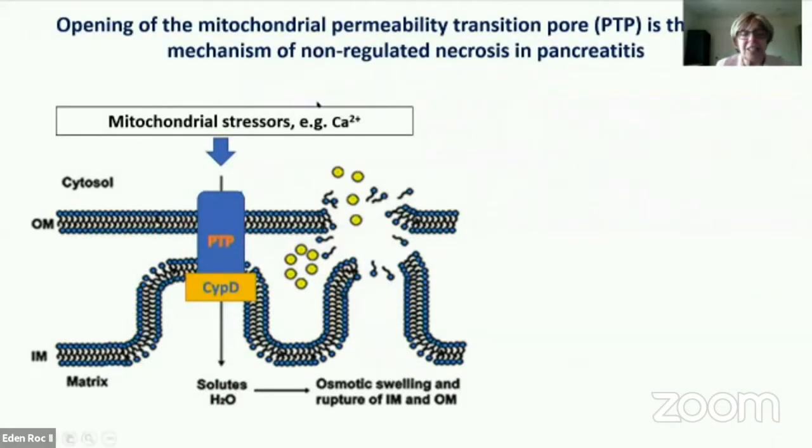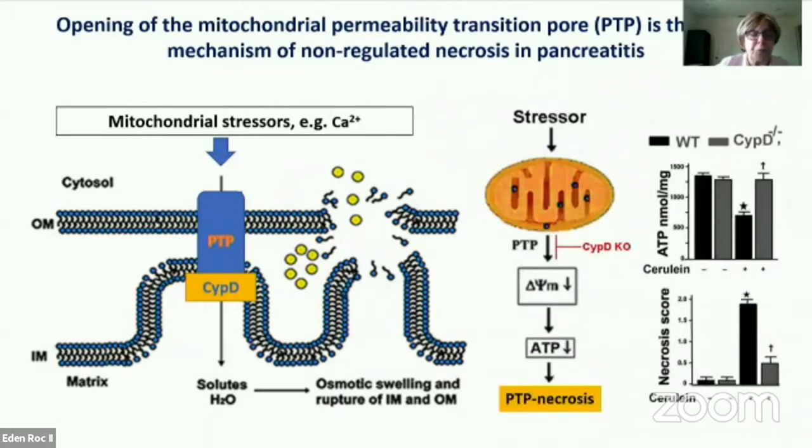Abnormal calcium signaling is an early pathologic response of pancreatitis. Increase in cytosolic calcium causes mitochondrial calcium overload, followed by the opening of non-selective channels in the mitochondrial membrane, the permeability transition pore. Its main component is cyclophilin D. PTP opening results in the loss of mitochondrial membrane potential, inhibition of ATP production, and ultimately necrosis.